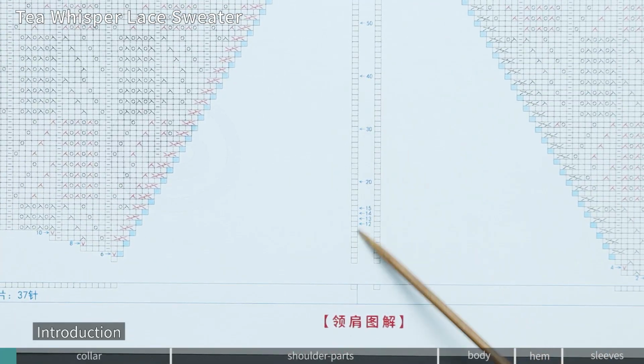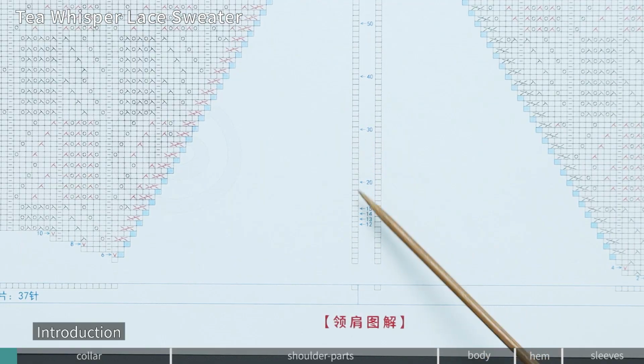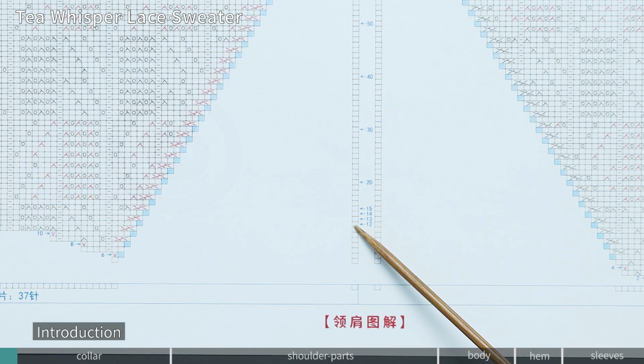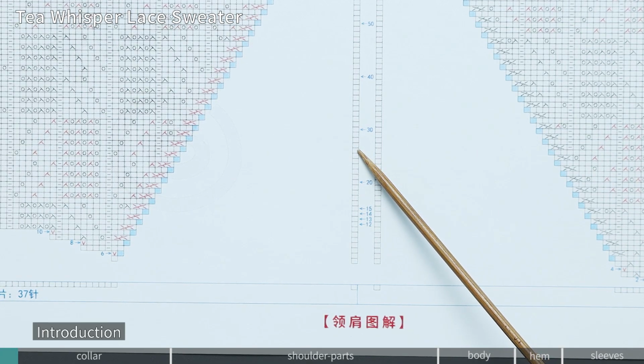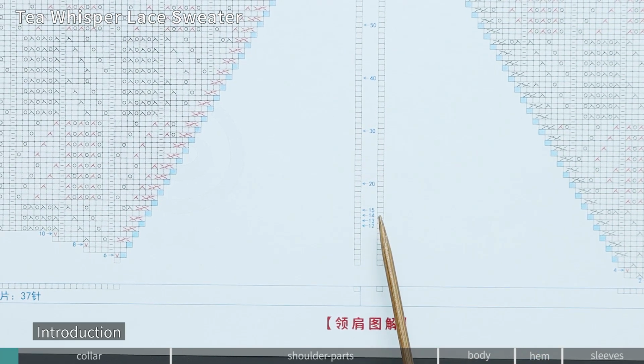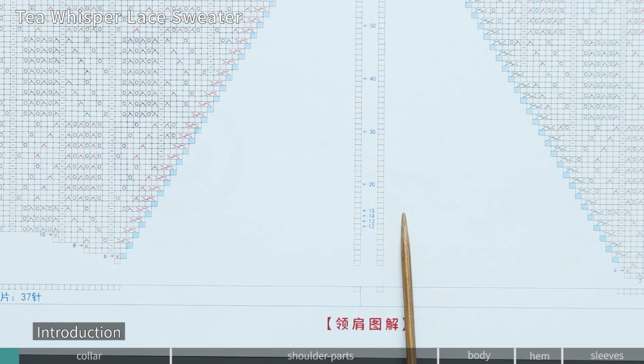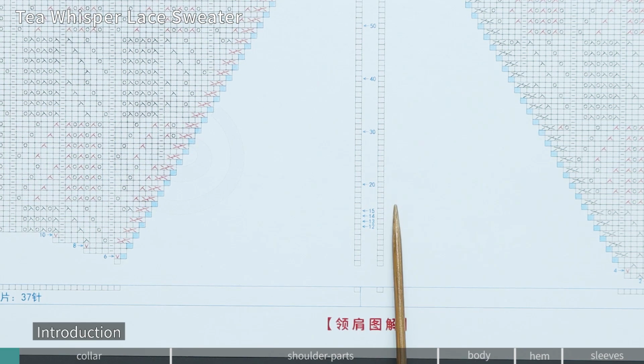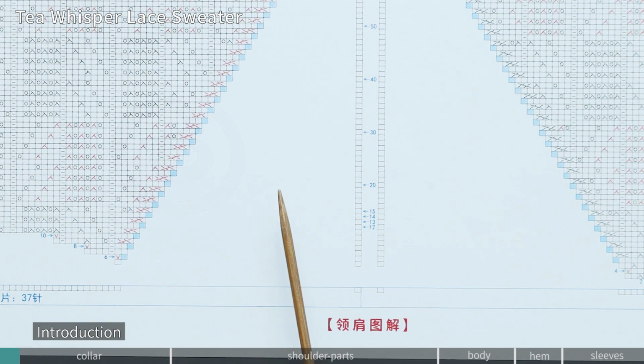The numbers on the side of the chart indicate row and round counts. Arrows show the direction of knitting. When working in rounds, every round is worked on the right side. Always watch the chart from right to left.